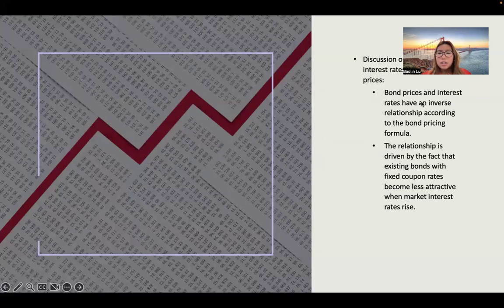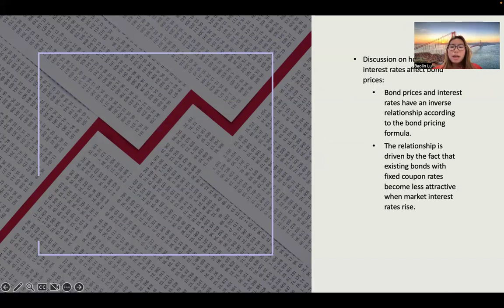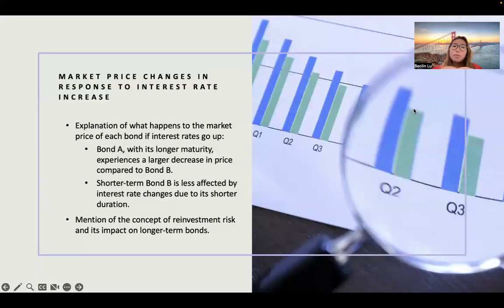So to discuss how changes in interest rate affect bond prices: bond prices and interest rate have an inverse relationship. The picture we're showing is very different, that's just a picture we found online. So an inverse relationship according to the bond pricing. The relationship is driven by the fact that existing bonds with fixed coupon rates become less attractive when the market interest rate rises. So market prices change in response to interest rate increases.